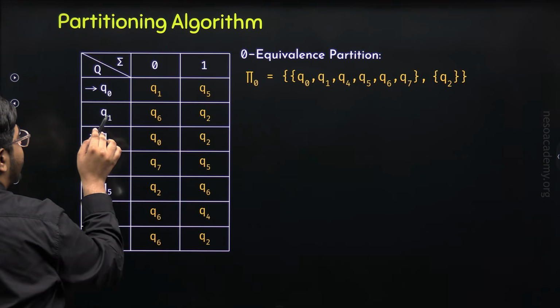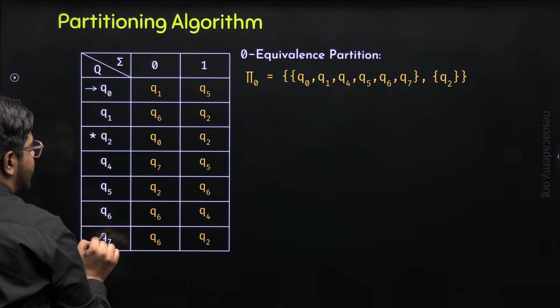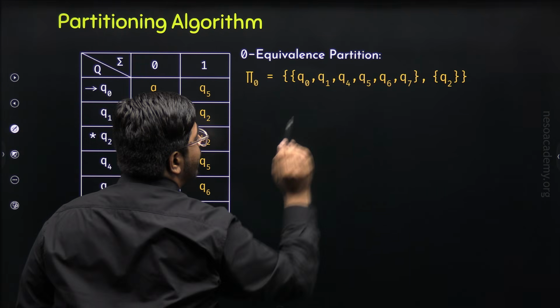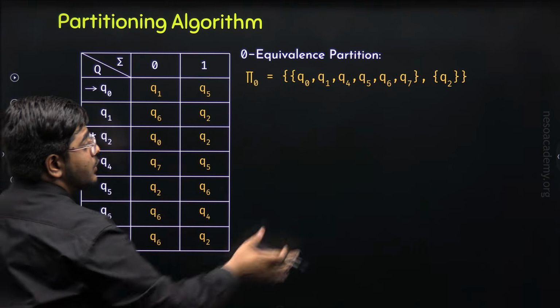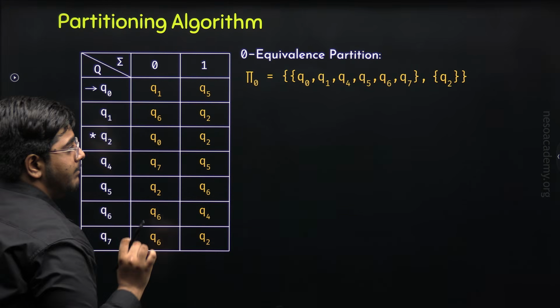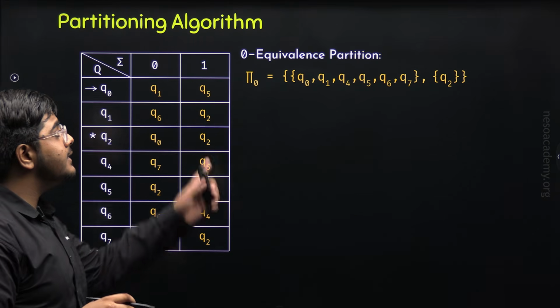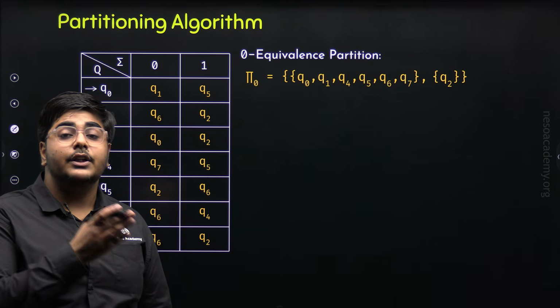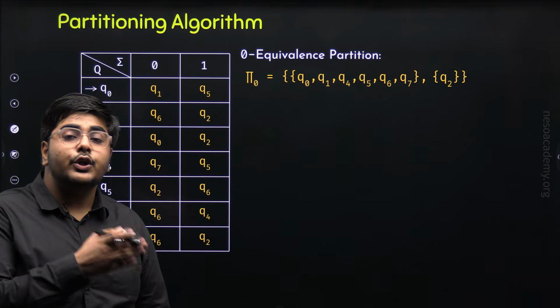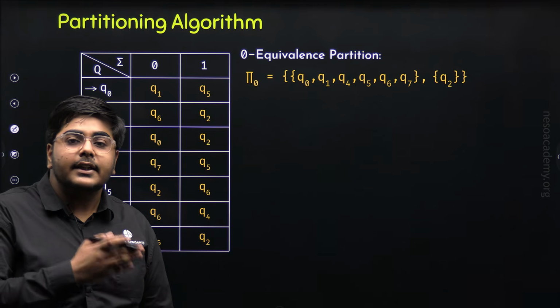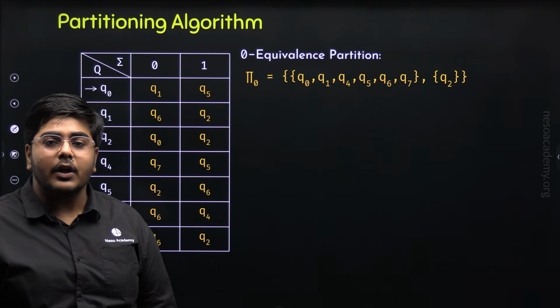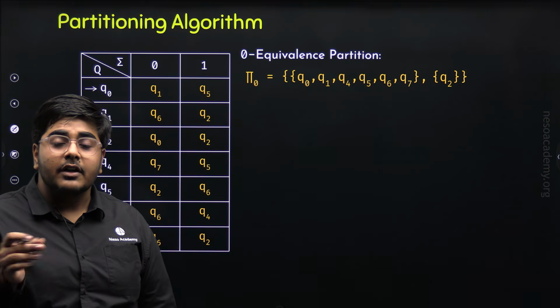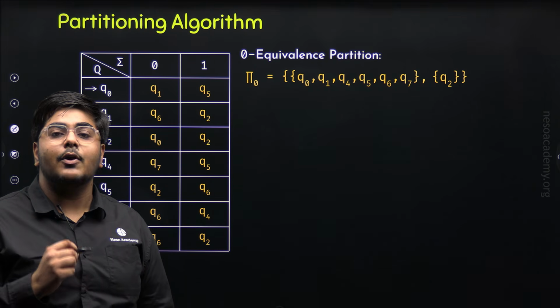And Q0, Q1, Q4, Q5, Q6, Q7 are all the non-final states of this DFA. So they have been placed under the same partition. So this is the zero equivalence partition. And now we need to calculate the 1 equivalence partition, 2 equivalence partition, 3 equivalence partition, and so on till we reach a point where no further partitioning is possible.